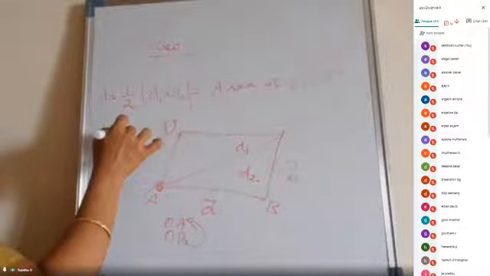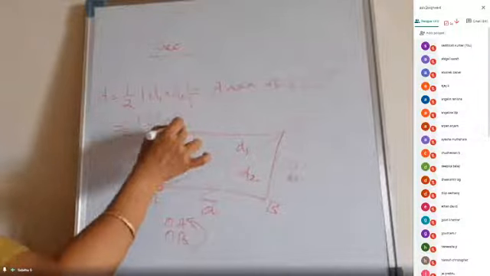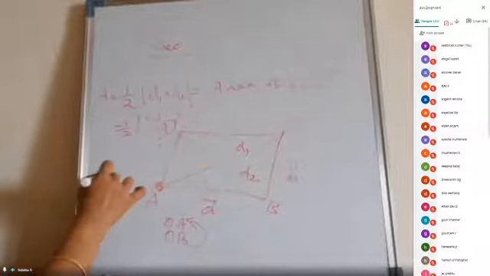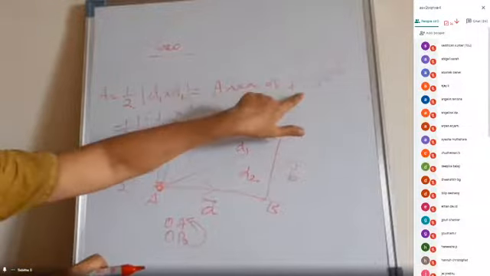Half of mod d1 cross d2, with i j k, d1 components, d2 components. Get the vector, then find modulus divided by 2. You get the area of a parallelogram as half of d1 cross d2 when diagonals are given.